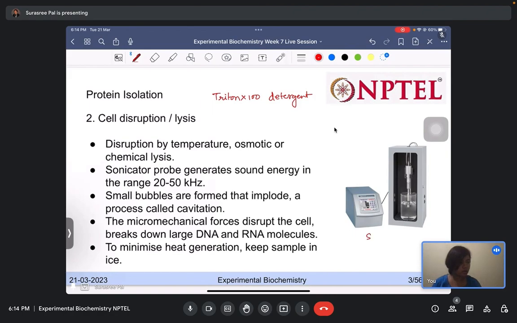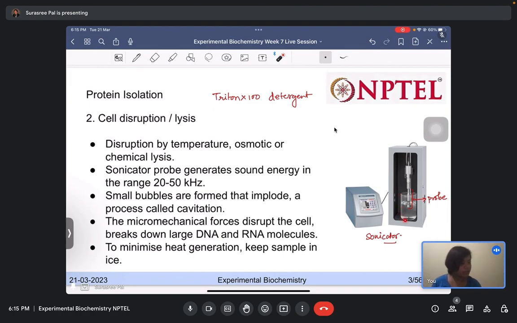So this is a sonicator machine. There is a probe, so you can see this part. This is the probe of the sonicator. Now what does it do? Basically, a sonicator probe generates sound energy, an ultrasound, in the range of 20 to 50 kilohertz. And because of this sound energy, small bubbles form inside the sample.